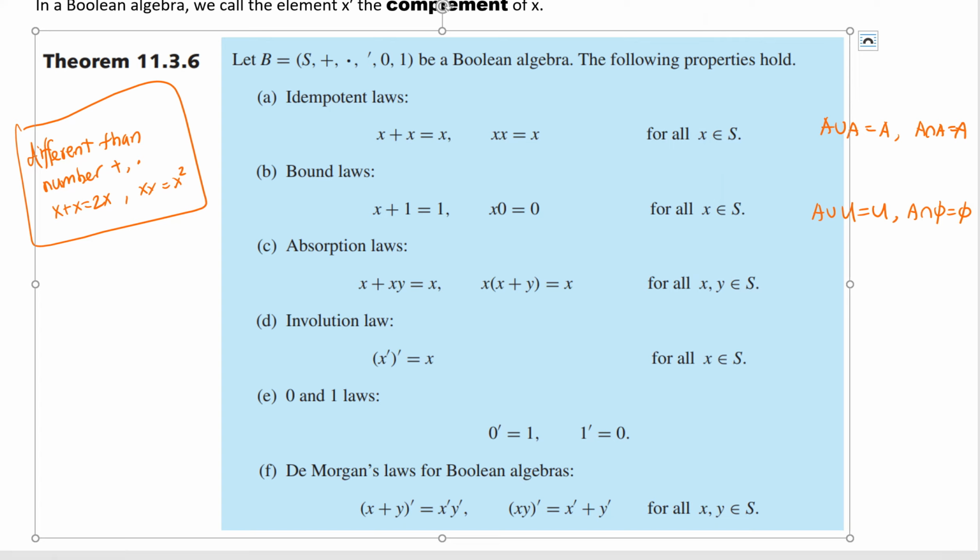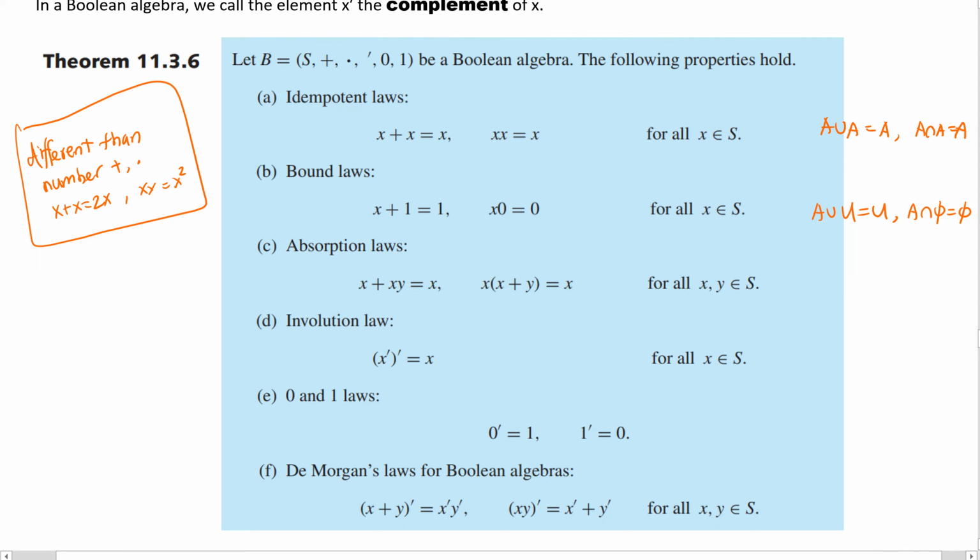Absorption law: x plus xy is x. Why is that? If we think of sets, we have A union (A and B) is A. Why? Because A and B is a subset of A. In the union, you pick the bigger set, so that's A. And next, A and (A union B): because A is a subset, when you take intersections, you pick the subset. So far, so good, everybody? Use sets to help us understand.